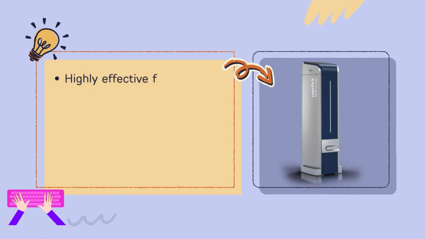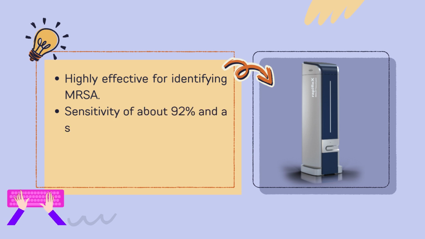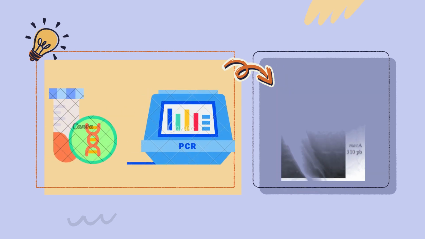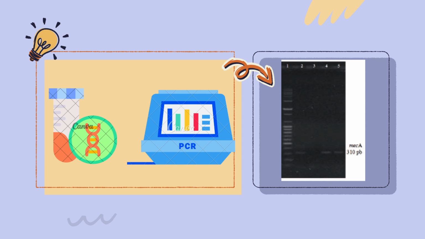Studies show that MALDI-TOF MS is highly effective for identifying MRSA. It shows a sensitivity of about 92% and a specificity of 97% compared to clinical reference methods. MALDI-TOF can be used either as a screening tool or a confirmatory test. Given that it provides rapid identification and strong evidence for resistance based on protein markers, it's generally considered a powerful tool within the confirmation process. Sometimes, particularly in ambiguous cases, further testing like PCR targeting the mecA gene may still be used for absolute genetic confirmation.